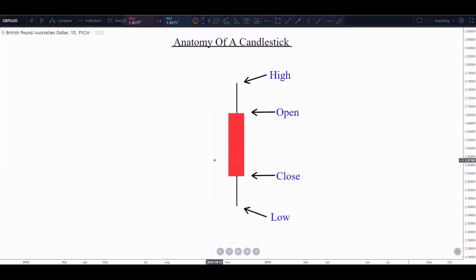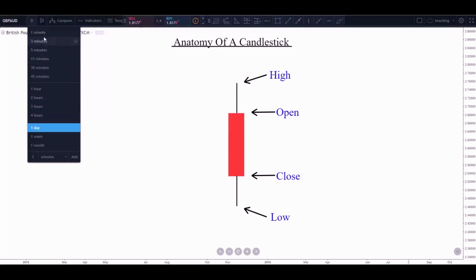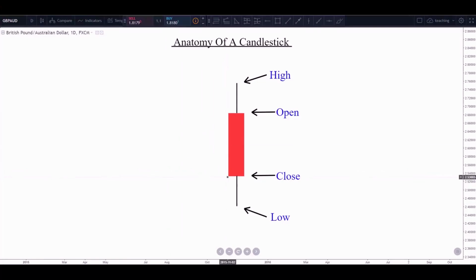So with that being the case, what does each of these candlesticks represent? Well, every one of these candlesticks is going to represent a certain period of time. If we go up here on our TradingView platform, you can see that we have 1 minute, 3 minute, 5 minute, all the way down to 1 hour, 4 hour, 1 day, all the way down to 1 month that we can look at.